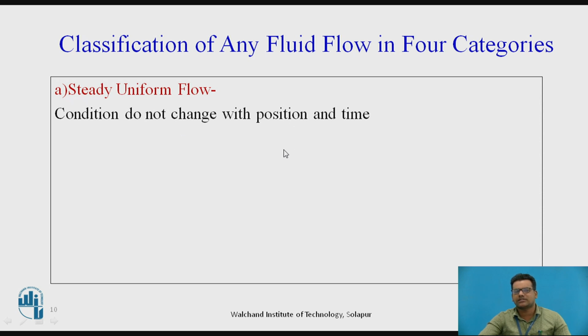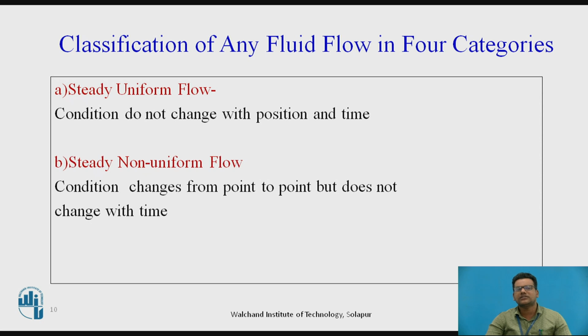If in a given situation the conditions are the same with position and time, then that type of flow is called uniform flow. Moving towards the next classification, steady non-uniform flow. In steady non-uniform flow, conditions change from point to point but do not change with time. Means after some time the properties are going to remain the same, that's why it is steady, and the conditions are varying from point to point, therefore it is non-uniform. This is called steady non-uniform flow.